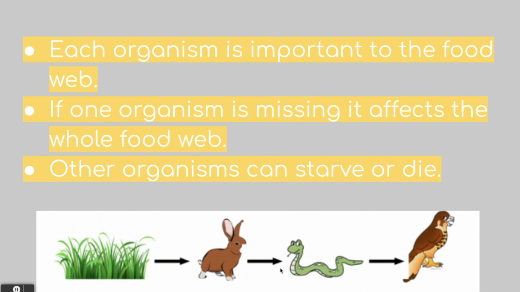Because if no snakes are eating rabbits, then there's going to be lots and lots of rabbits. And if there are lots and lots of rabbits, that means more rabbits are hungry and they're going to want to eat more grass. And maybe in that ecosystem or community, there may not be enough grass for all the bunnies. So that's why each and every part of our food web, producers, herbivores, and consumers, is very important. They help the ecosystem keep balance and help provide energy and food for each other.